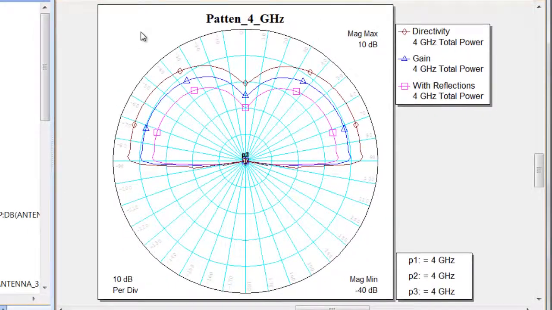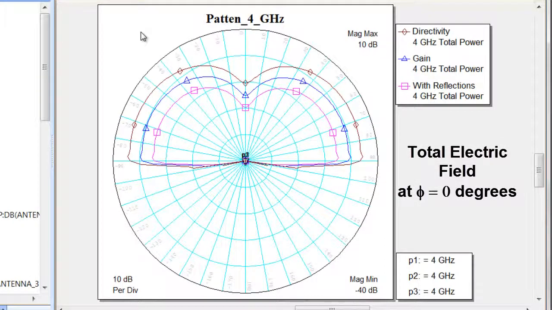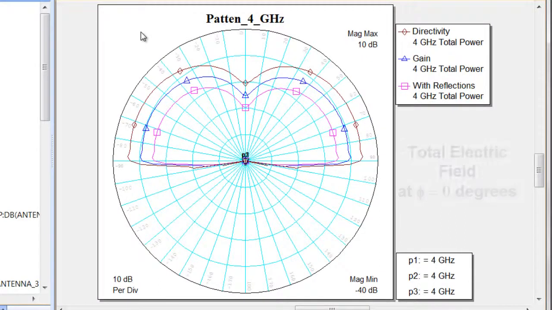Here you're seeing an example of the antenna patterns on a normal polar plot. What we're seeing here is the total electric field as a function of theta at phi equals 0 degrees. So along the xy plane, and then theta coming down from the z-axis. Notice the directivity, the gain, which is less than the directivity because of the losses of the metal and dielectric.